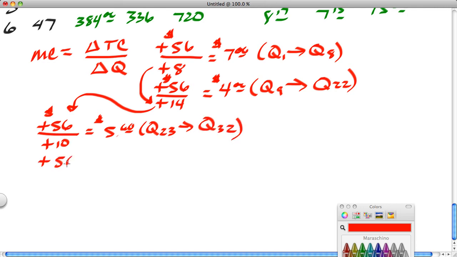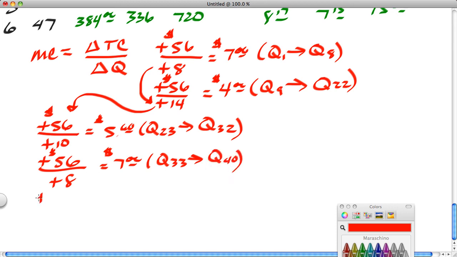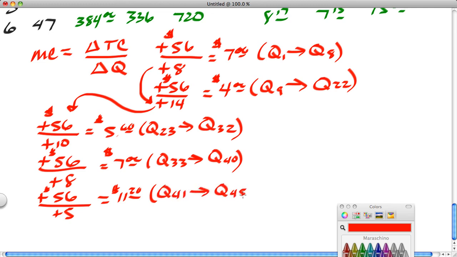We have the fourth worker. The fourth worker adds 56, adds 8 units to our output rate. Each of those units adds 7 to our cost, units 33 through 40. We have the fifth worker. Fifth worker adds 5 units to our output rate. Each of those units adds 11.20 to our cost. That 11.20 refers to units 41 through what? Through 45.